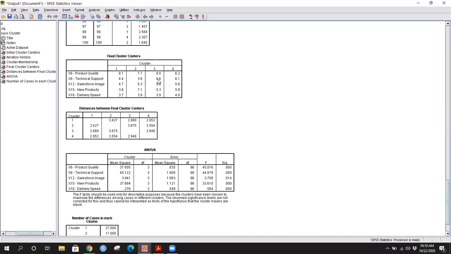Now let's come on to cluster 3. Oh, that looks like a very good cluster. So cluster 3 has product quality 9, topmost. Technical support, topmost, 6.6. Sales force image, average. I should say more or less, it's only one cluster which is above average. Two clusters, sorry. Then the third is below average. So I think sales force image, average is okay then, good enough. New products, second rated, and delivery speed I'm choosing to ignore for now.